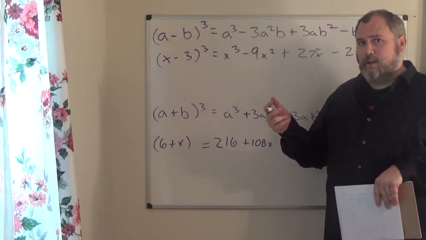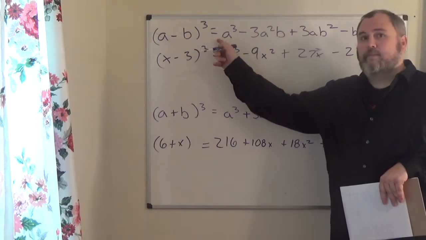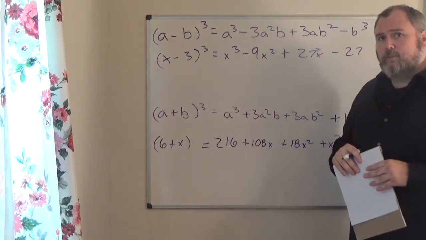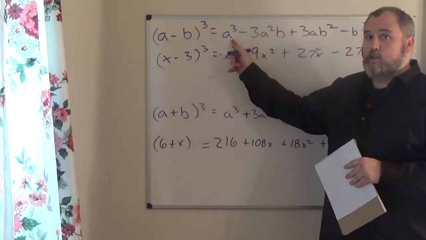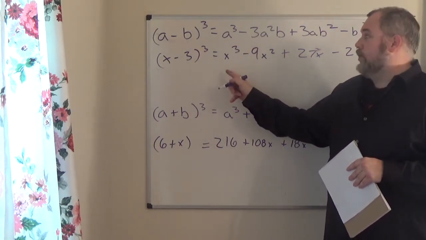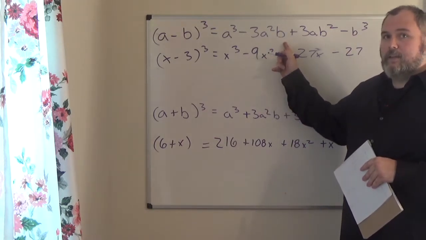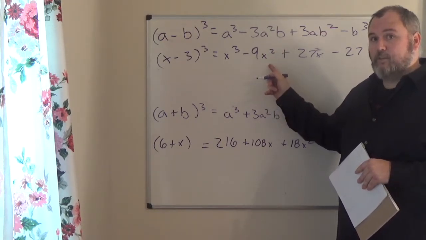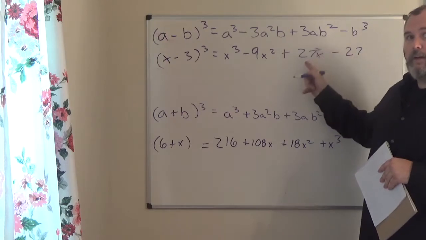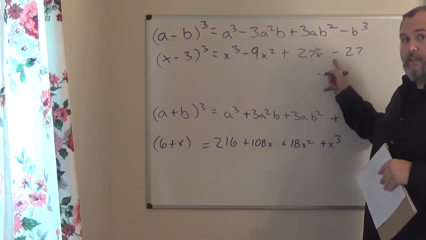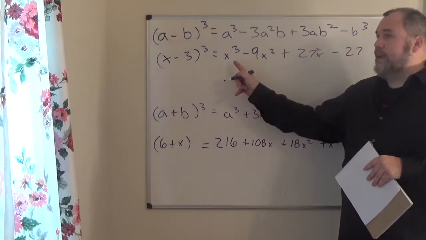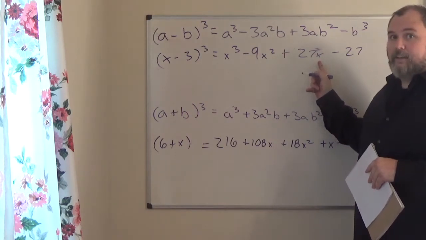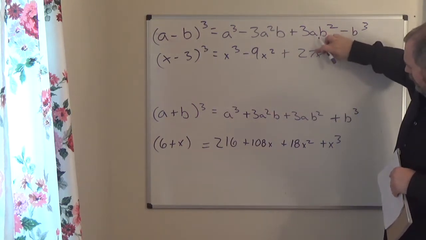Let's check how you did. For teaching purposes, I left this top piece up there just so you can see how things are still working. Ultimately, you would need to remember that you're going to cube the first term, which would have got you x cubed. Then you're going to go 3 times a squared b, which is basically saying 3 times the square of the first term times b. You should have got minus 9x squared. Then you got 3ab squared, which would have got you 27x. And then lastly, you would get minus 27. So it's going to be x cubed minus 9x squared plus 27x minus 27.